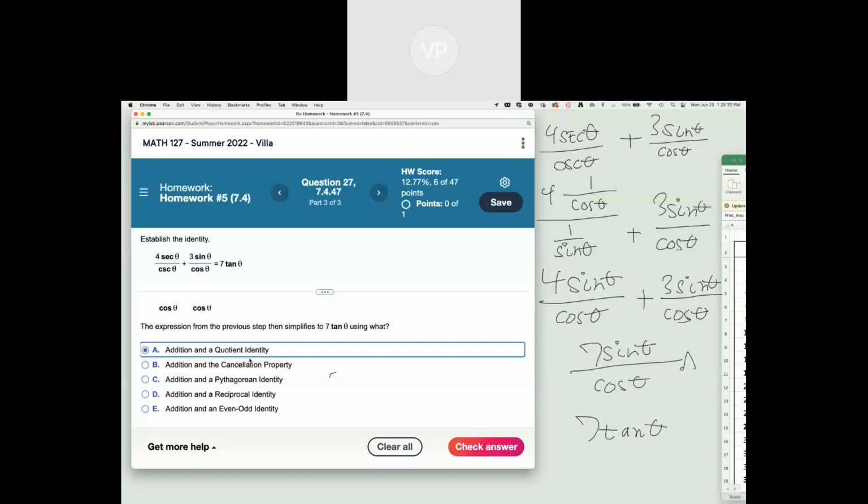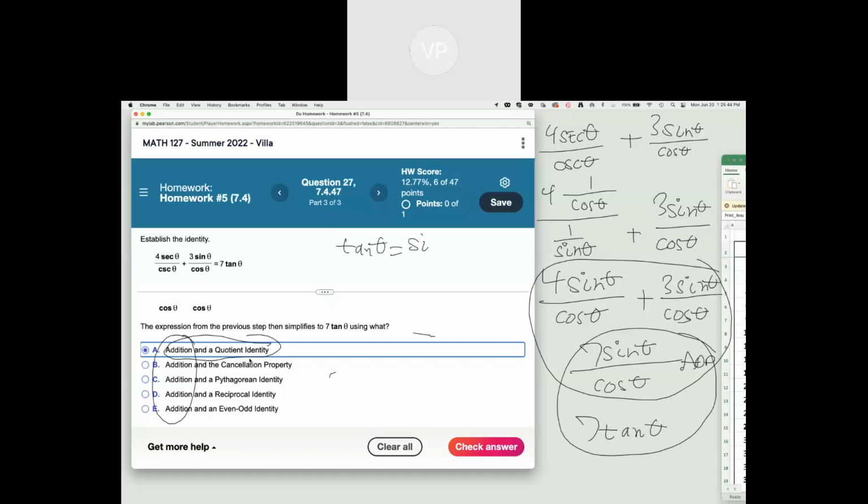Okay. So what did we do? We added first, and then we did the identity. And which identity was it? It was your quotient identity. Okay. So they all have the addition. That was this step right here, because they're doing 2 steps in one. Then how did they go from here to here? We use the fact that tangent theta equals sine over cosine.